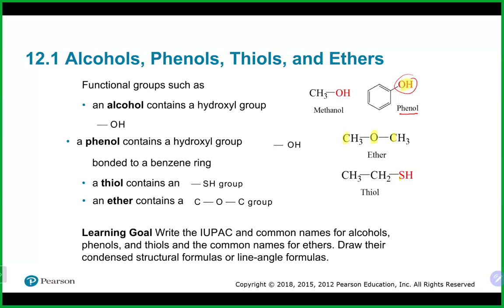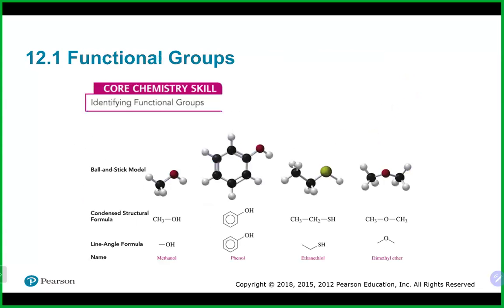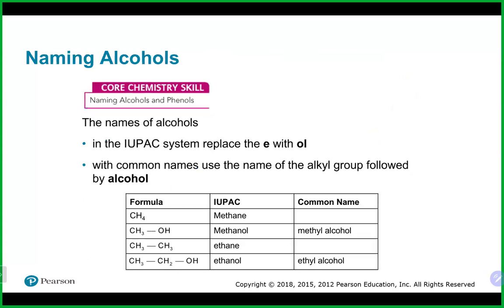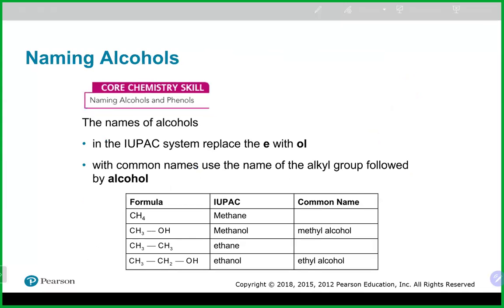Thiols, as I mentioned, are similar to alcohols, except for obviously sulfur, which is right below oxygen on the periodic table. So they do share similar types of functions as they go through it there. And again, we're going to talk about each of these as we go through them. So first off, we're going to start with alcohols.